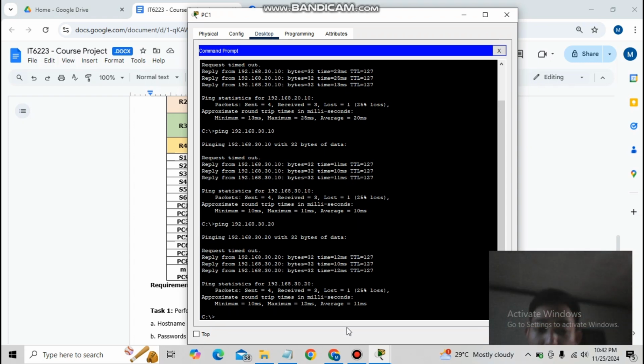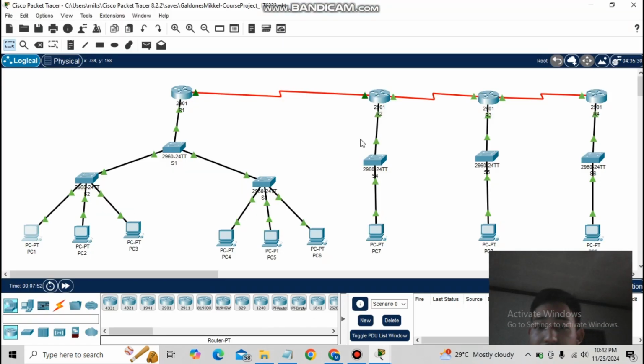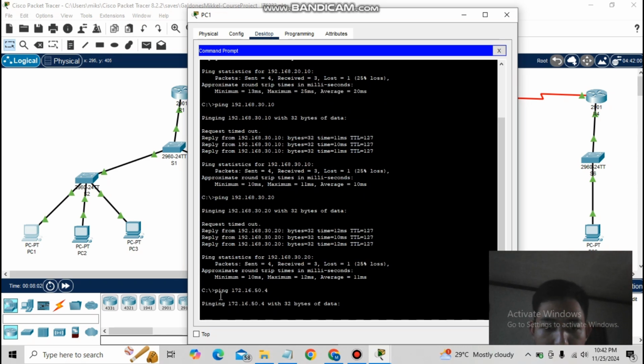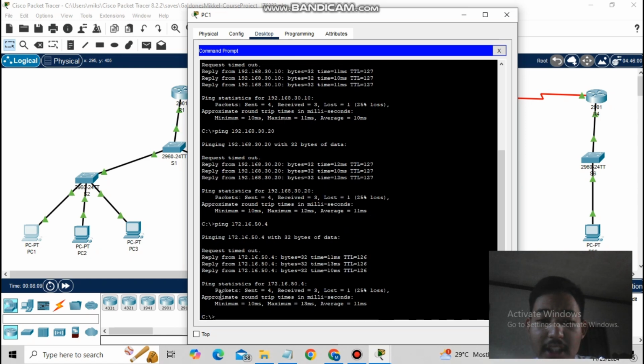So now let us go on to ping the end devices on the other networks through PC1, starting with the IP address of our PC7. So it's 172.16.50.4. We're going to ping that right now. And as we can see, we got a reply, although we still have a 25% loss. But overall, it indicates a success.